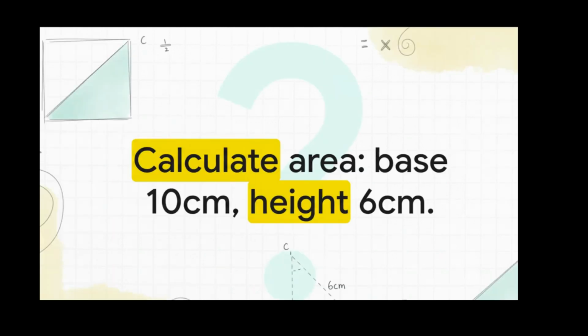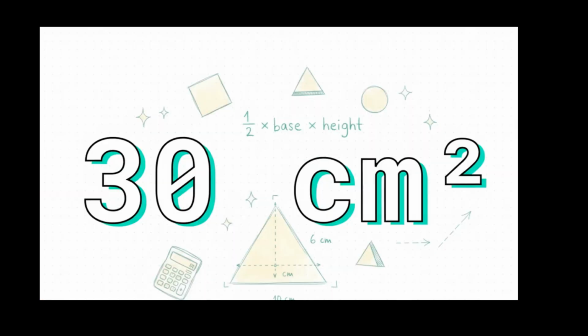All right, it is time to test your newfound skills with a quick question straight from our source textbook. Ready? Calculate the area of a triangle with a base of 10 centimeters and a height of 6 centimeters. Think back to our visual of the rectangle being cut in half. I'll give you just a second to work that out in your head. And the answer is 30 square centimeters.